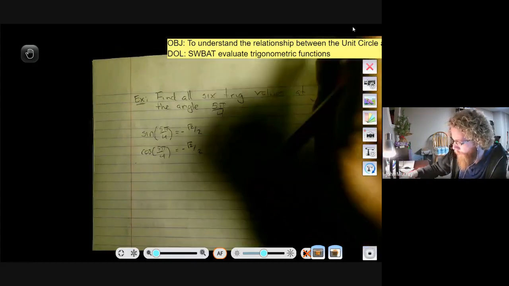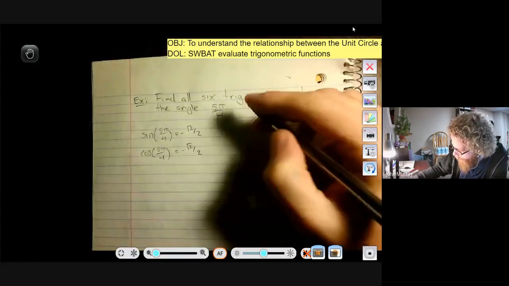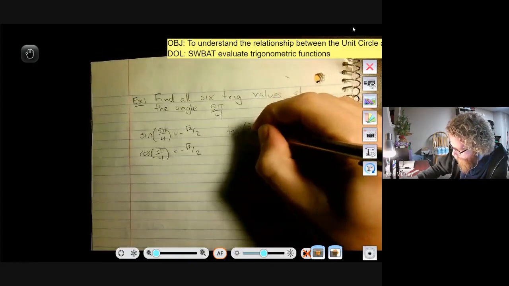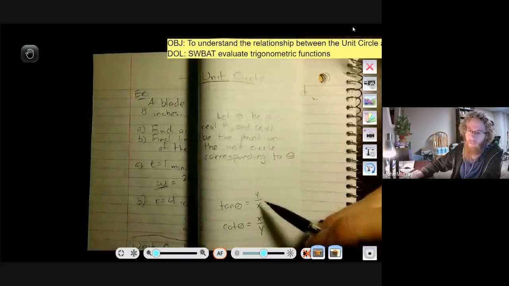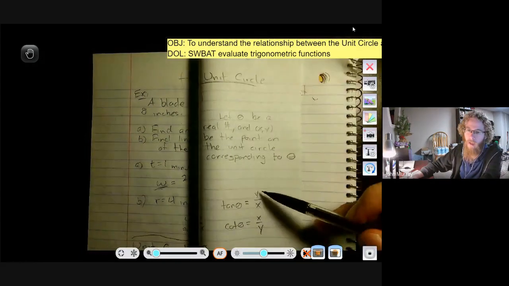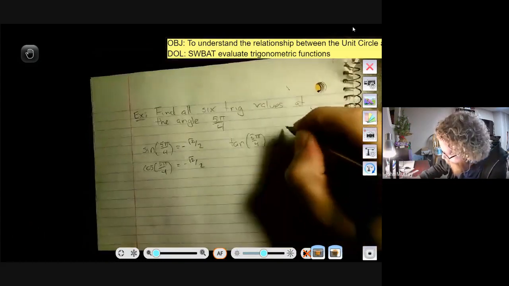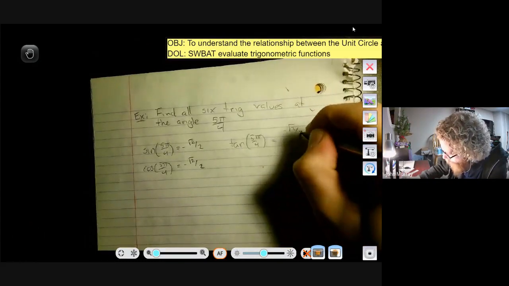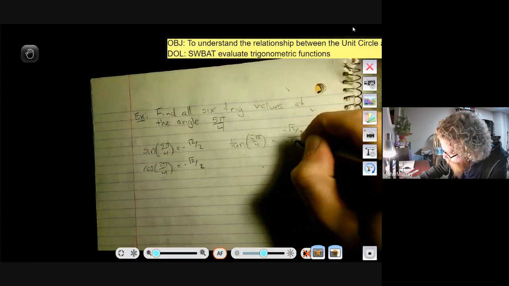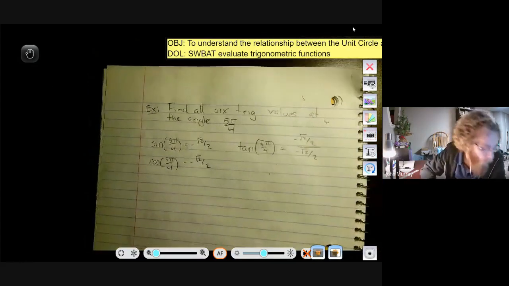So for tangent of 5 pi over 4, well, we know that tangent is the sine over cosine, or the y over x. So I'm going to write it negative root 2 over 2 over negative root 2 over 2.